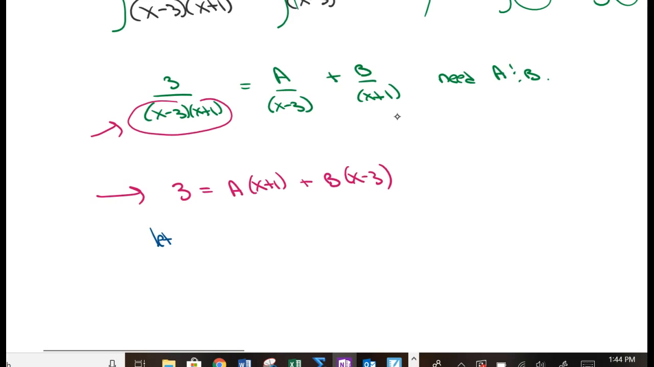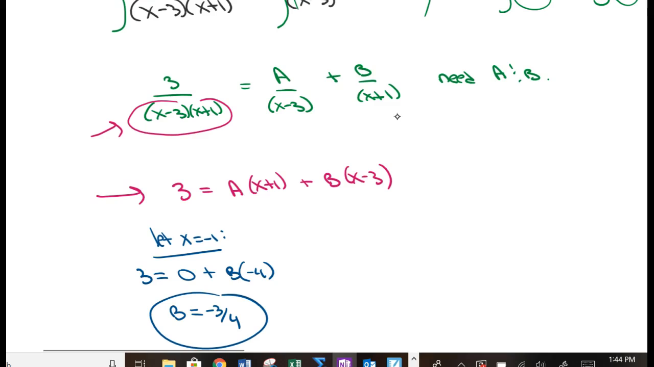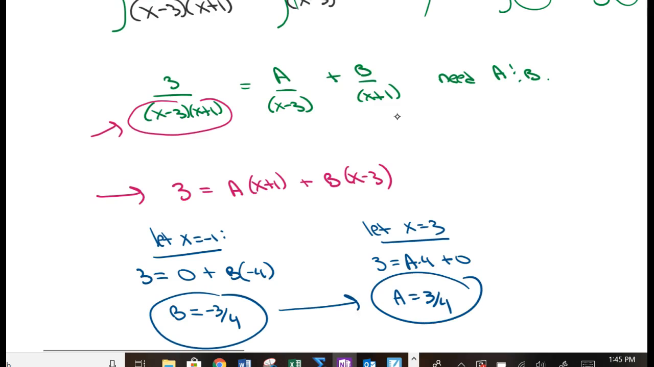And I notice that if I just let x equals -1, I'm going to plug in -1 for x. I get 3 equals 0 plus b times -4, or b equals -3/4. So I have just found b. I'm now going to choose let x equal 3. If I let x equals 3, my equation in pink up there becomes 3 equals a times 4 plus 0, or a equals 3/4. If you're wondering, will a and b always be opposite of each other, the answer is no.